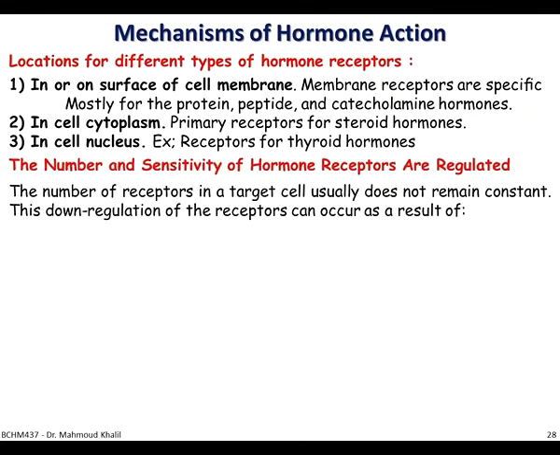You need to understand that the number and sensitivity of these hormone receptors are regulated. Cells don't need to express a lot of these receptors, and also don't need to express few of them, because expressing a lot of receptors will need a lot of molecules of the hormone and will trigger an upregulated action of the hormone. So the number of receptors, either on the surface, in the cytoplasm, or in the cell nucleus, should be regulated in the target cell and usually does not remain constant.